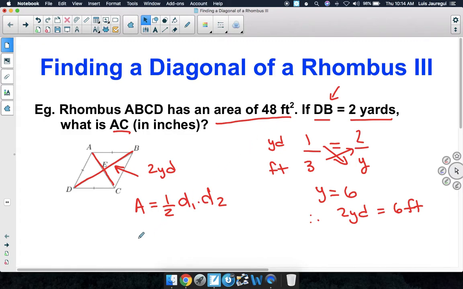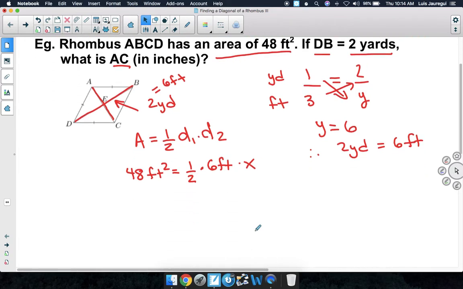We know that the area is equal to 48 square feet, and that should be equal to 1/2 times one of the diagonals, which is 2 yards, but we already found that to be 6 feet in length. So we can replace that with 6 feet, and we're going to say times the other diagonal, which we're going to call x for now. Okay, so now this equation becomes 48 feet squared is equal to half of 6 feet times x, but half of 6 feet is simply 3 feet. So we have 3 feet times x over here.